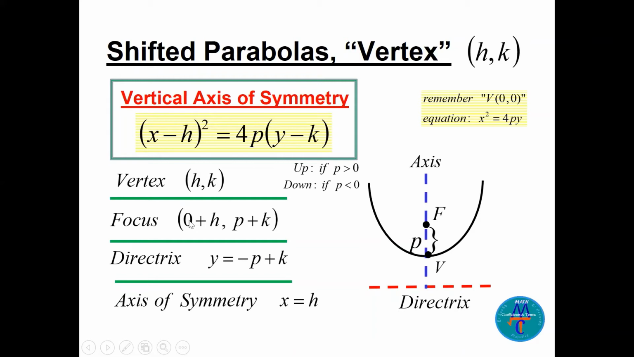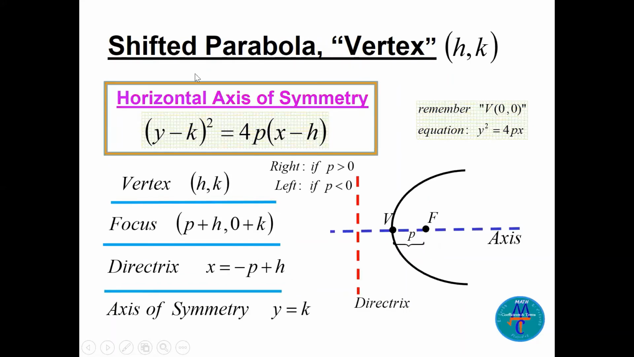Now the focus was (0, p) at the beginning without shifting, so it will be (0 plus h, p plus k). And the directrix was y equals minus p only, so we say now y equals minus p plus k. And the axis of symmetry will be x equals h. Same rule here: if p is positive, it opens up. If p is negative, it opens down. Remember, this is a function because we have the squared on the x.